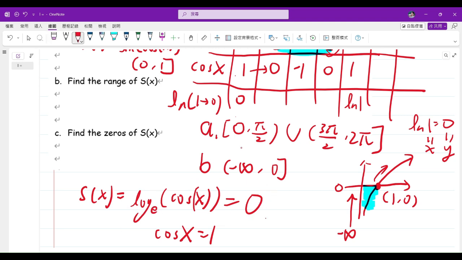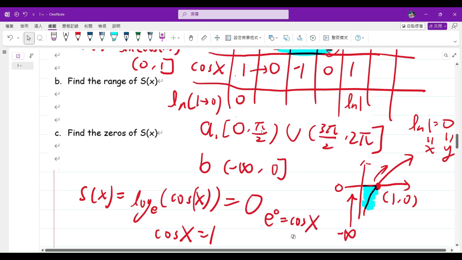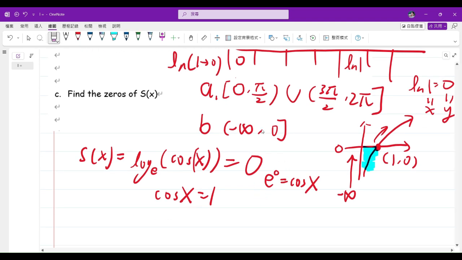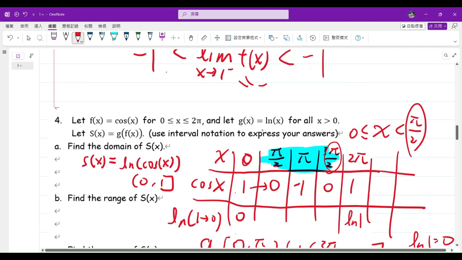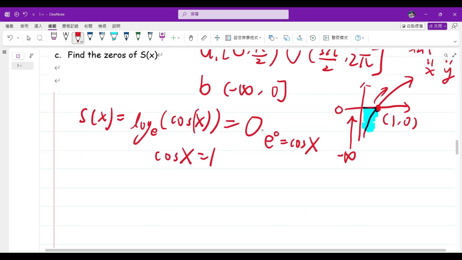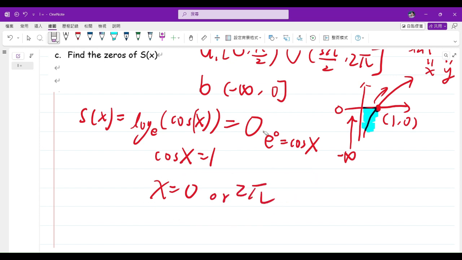And this means e to the power 0 equals cosine x, right? So e to the power 0 is 1. So that means cosine x equals 1. In our domain, from 0 to 2 pi, cosine x equals 1 when x equals 0 or 2 pi. So the answer is 0 or 2 pi.